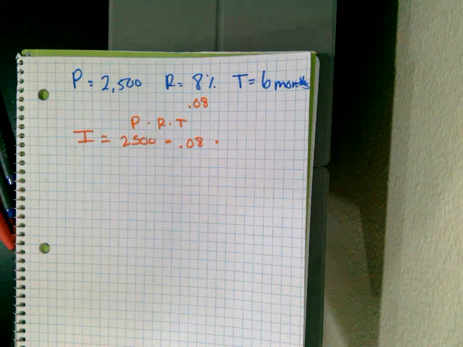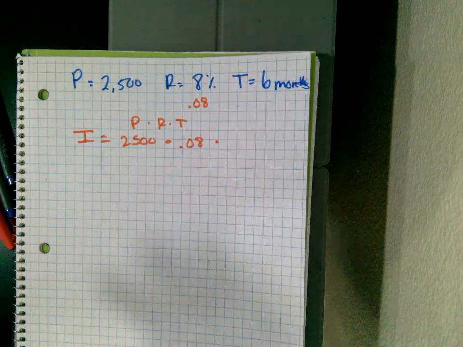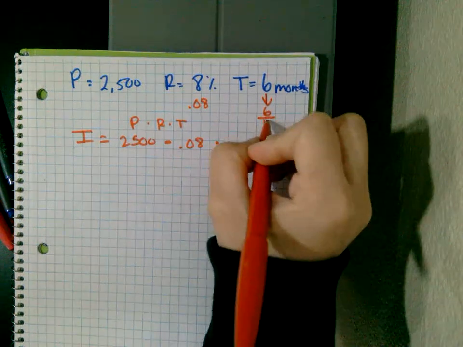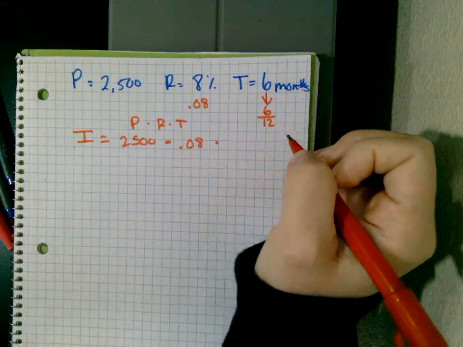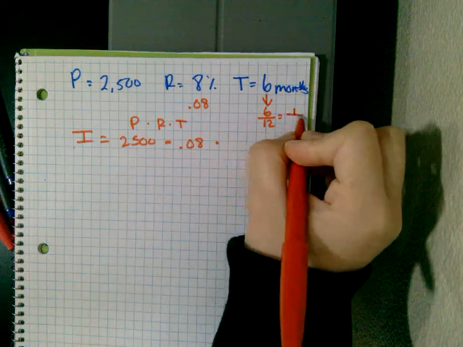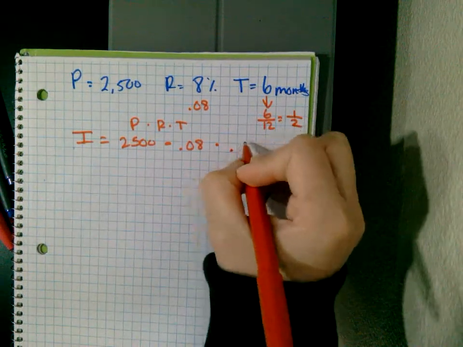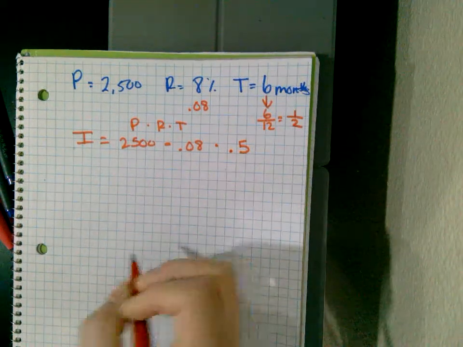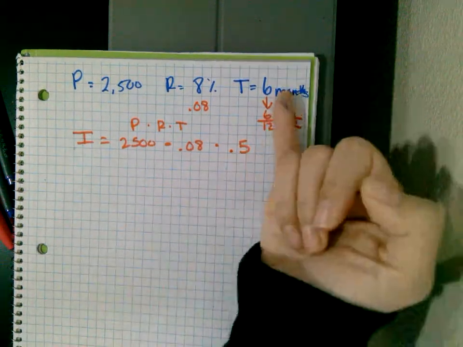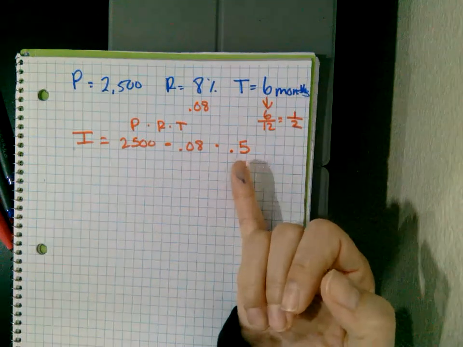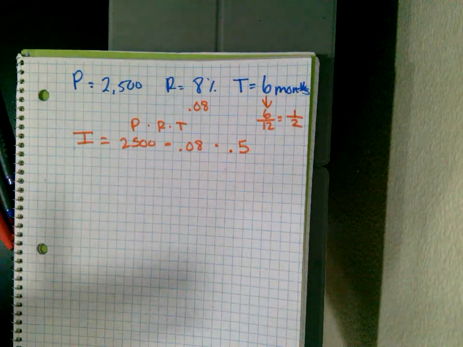Yes, exactly. So 6 months is 6 out of 12 months, right? 6 out of 12 months is half a year. Half a year would be 0.5. So instead of multiplying by 6, because it's not 6 years, I would have to multiply by 0.5. So this is like the next level of interest.